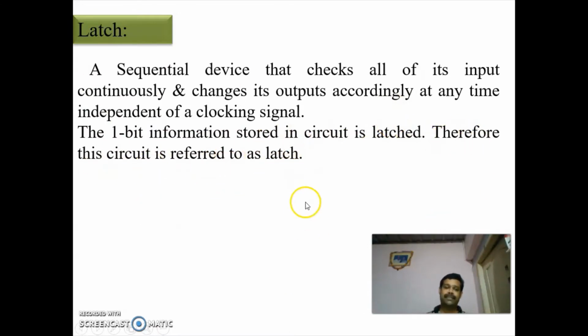It is called a latch because the one bit of information stored in the circuit is latched. So it is called a latch. Now we are coming to the flip-flop.